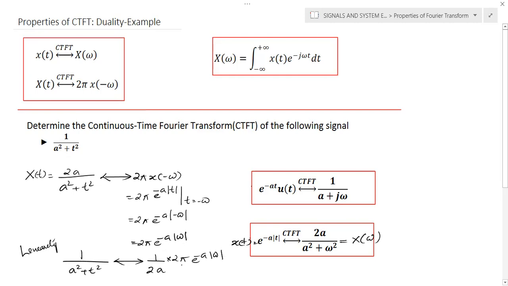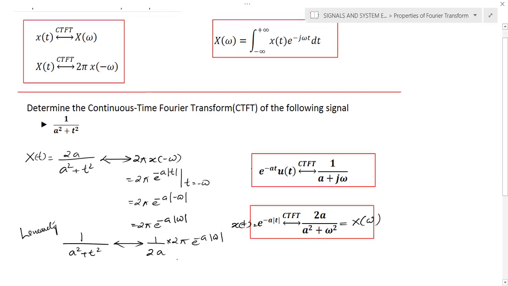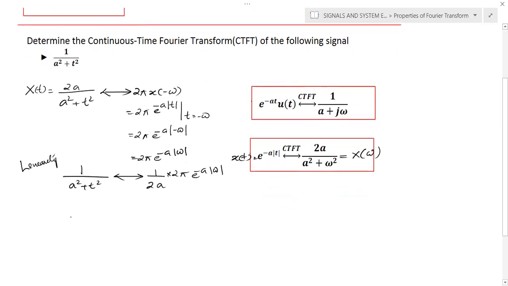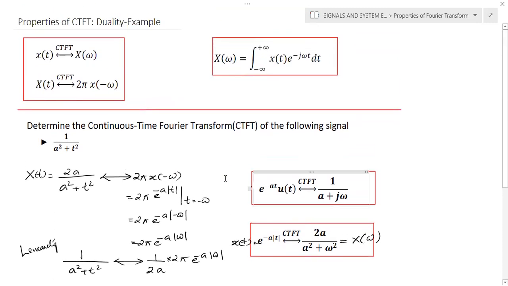And 2 will be cancelled, and the final result, the continuous time Fourier transform of the signal 1 by a square plus t square, is equal to pi by a e raised to minus a modulus of omega. Okay. Again, by using the standard result, I can very easily calculate the Fourier transform.